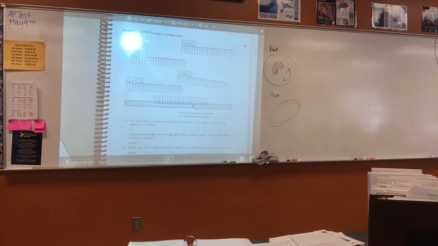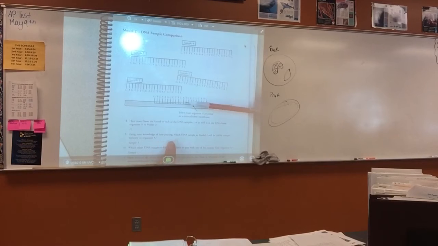Okay. So now we are comparing something different. We're comparing DNA and telling relatedness through comparing DNA. So you have this organism A, and we're comparing it to four different samples from four different outside organisms, and we're looking at just one side of the DNA. So I asked you how many bases are in each one of these samples, and so you should have counted those and gotten 21 for number 8.